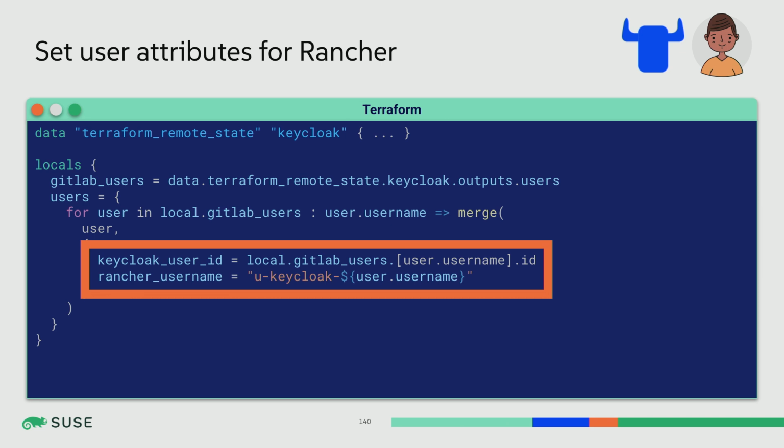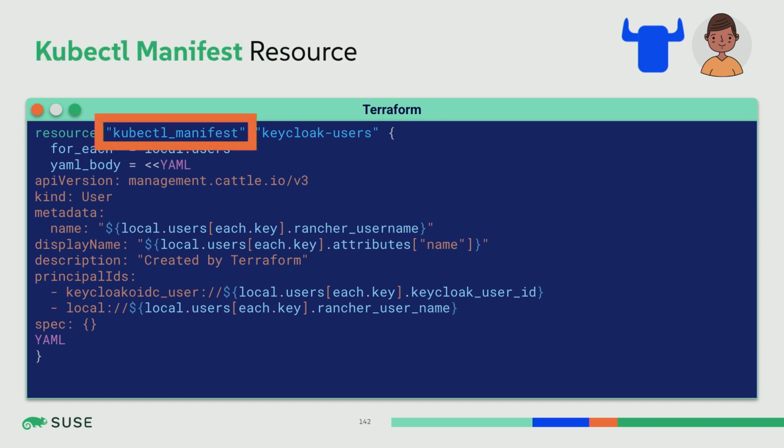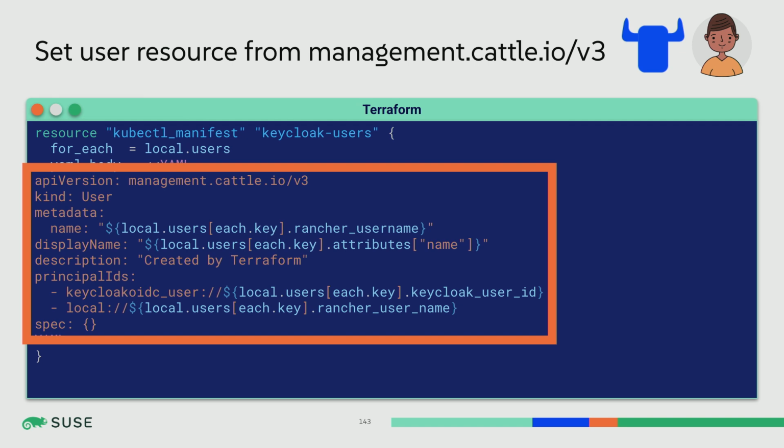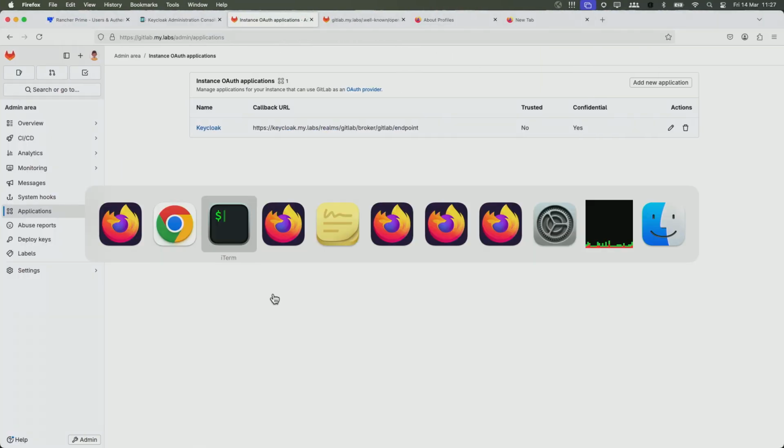And for the Rancher username, you need to prefix it with u-keycloak- to let Rancher recognize this account as a Keycloak user. Then we'll create the Rancher user using a kubectl manifest, using the user resources from management.io. You see here the name of the user and the configuration that links Keycloak with the ID we created just a slide before, and then the name we would like to use. So let's see now the demo of this.